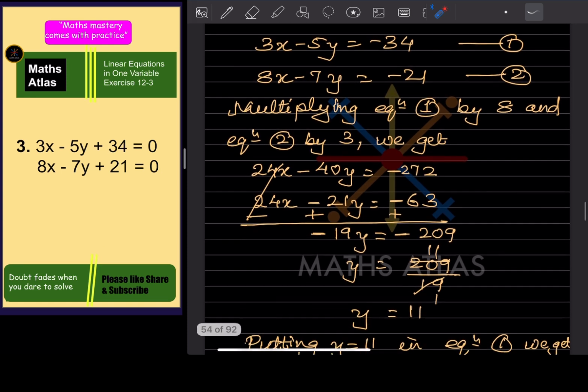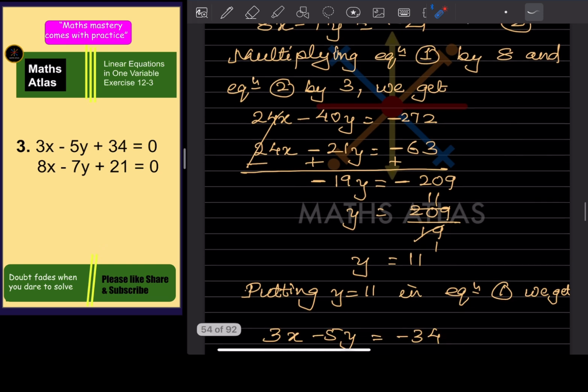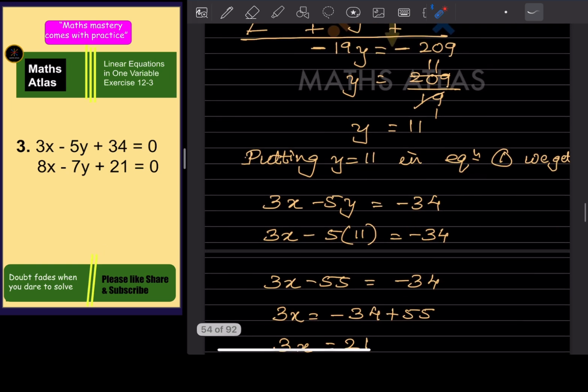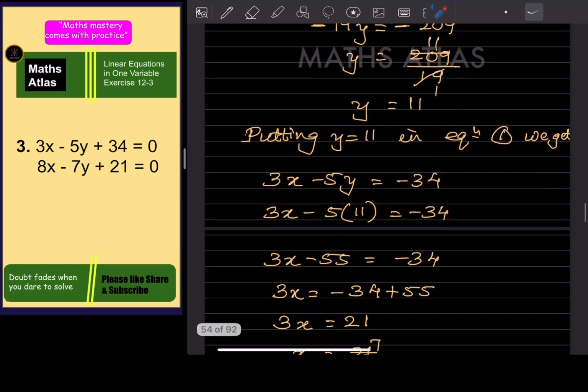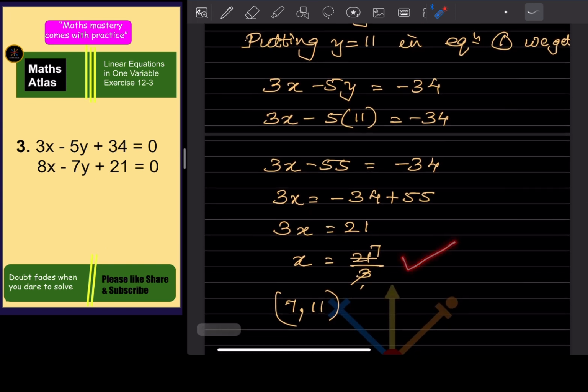So you can have a look at this problem. It's the same as whatever we have done in the first and the second one. The value of y is 11. So putting y is equal to 11 in equation number 1, we get the value of x, which is going to be 7. So this is x and this is y, so 7 and 11.